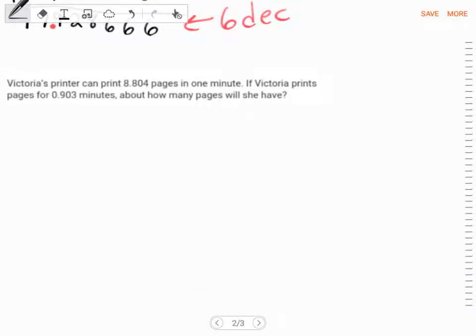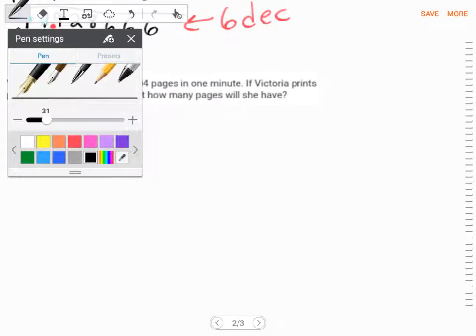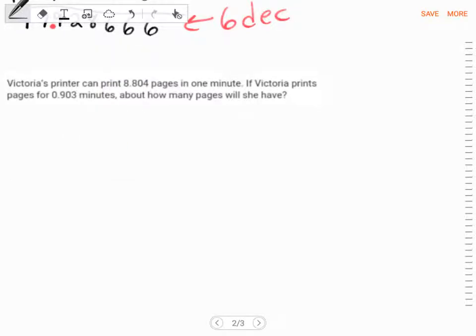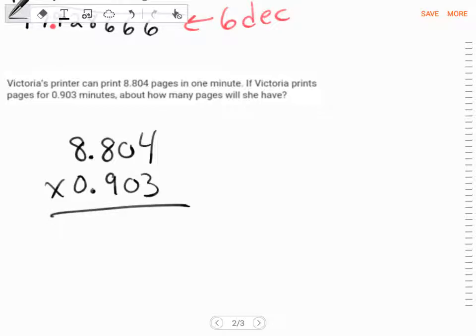Victoria's printer can print 8.804 pages in 1 minute. If Victoria prints pages for 0.903 minutes, about how many pages will she have? So this may mean that they want us to round it a little bit. We may get an exact answer, we'll see. But we've got to multiply 8.804 by 0.903. Okay, so 3 times 4 is going to give me 12.